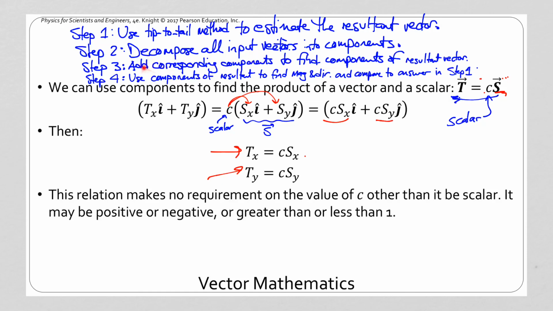We use those input components to find the components of the resultant vector. And then once we know the components of the resultant vector, we can find the magnitude and direction. We can compare what these values look like to the answer in step 1. The components that we find for the resultant vector are mathematically much more precise, but the sketch is a good way to confirm that we've done the math correctly and that our answer makes sense.